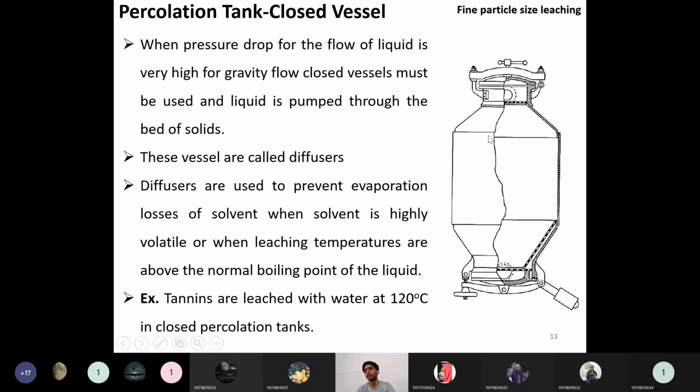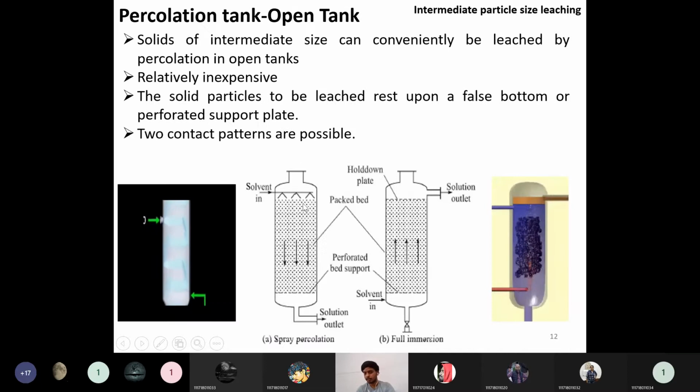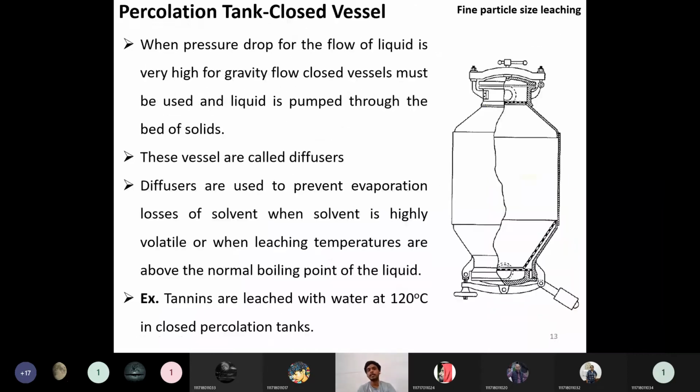Also, when the pressure drop throughout the bed is very high. If the pressure here is 1 kilopascal, here it is dropping to 0.5 pascal, here it is dropping to 0, and when it is dropping to 0, what happens? The flow will not be possible. So pressure drop is very high means we cannot use the open vessel. We have to close that one in order to lower the pressure drop losses.